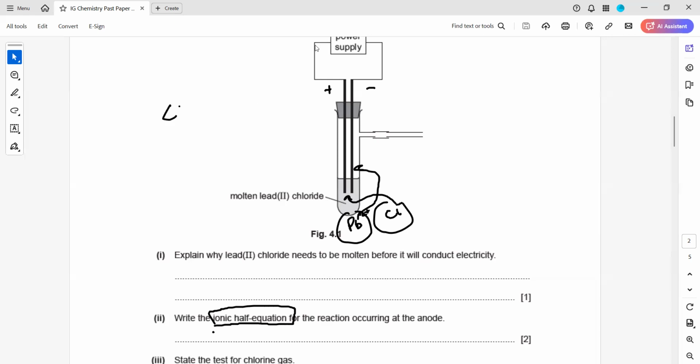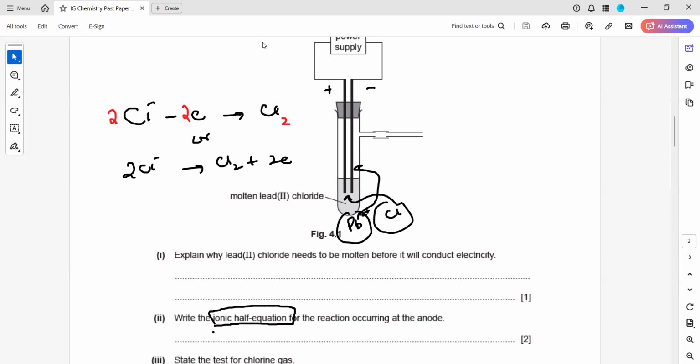Chloride is -1. It will lose an electron to form a chlorine atom. But because chlorine is a non-metal and non-metals can exist as molecules, when two chloride ions are there, they will lose two electrons and form chlorine gas. Or you can write the electrons on the product side, because it is negative, the other side will be positive. So it will be two chloride ions gives a chlorine gas plus 2e. So both equations are correct.